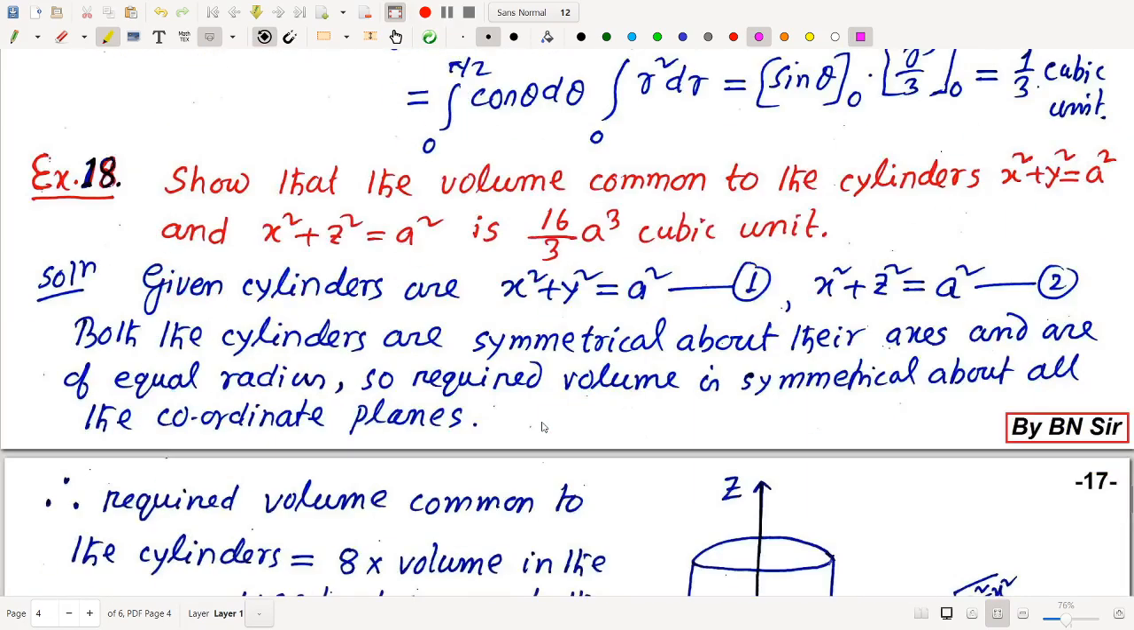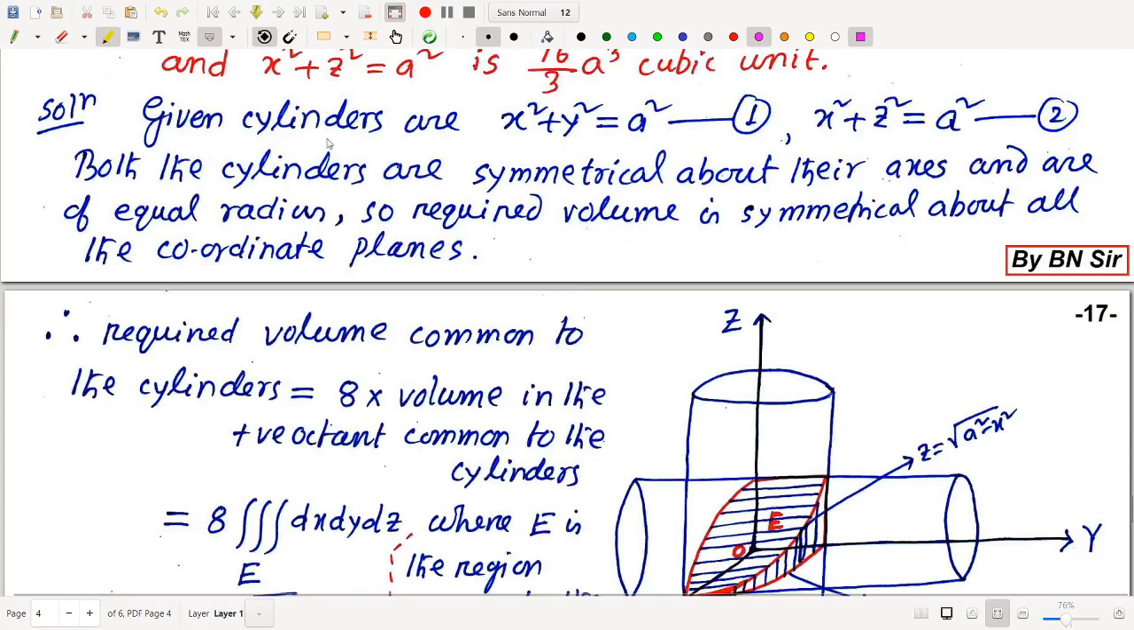Then the next example: show that the volume common to the cylinders x square plus y square equal to a square and x square plus z square equal to a square is 16 by 3 a cube cubic unit. Two cylinders, volume common to the cylinders, the answer is given.